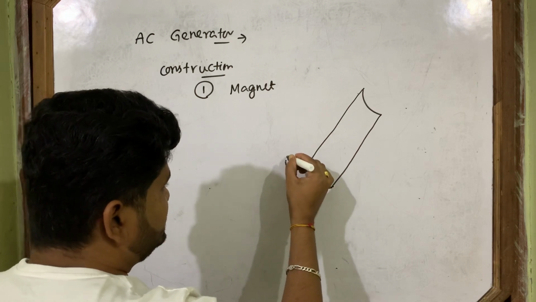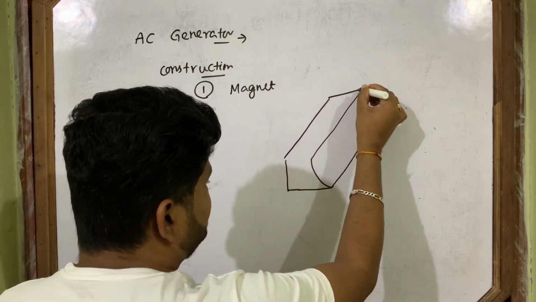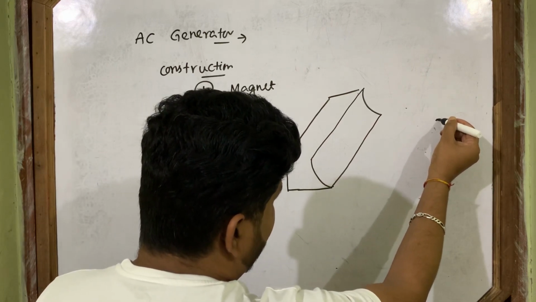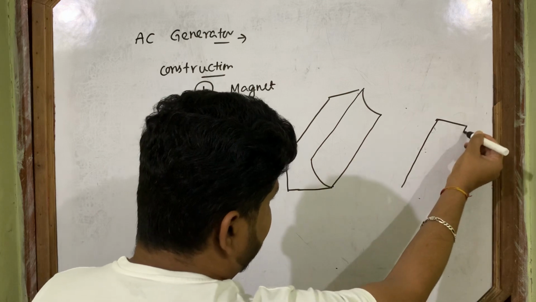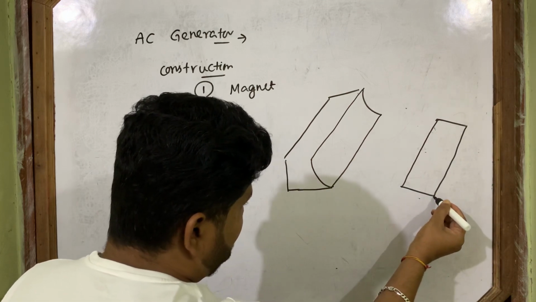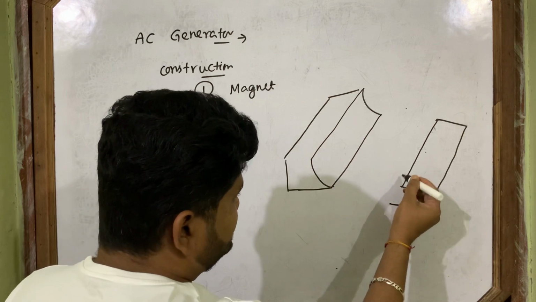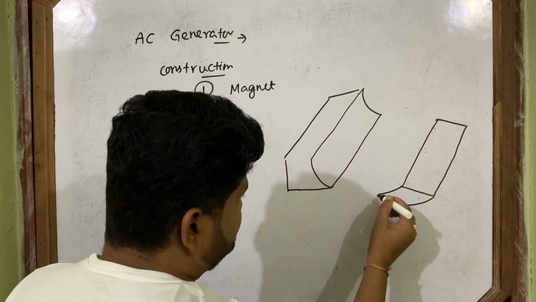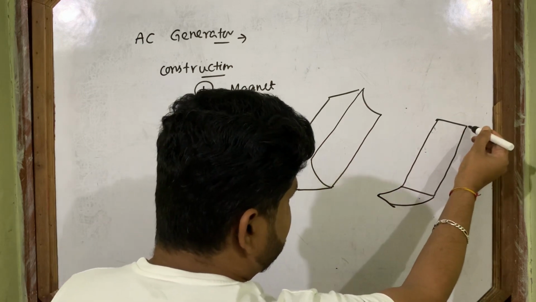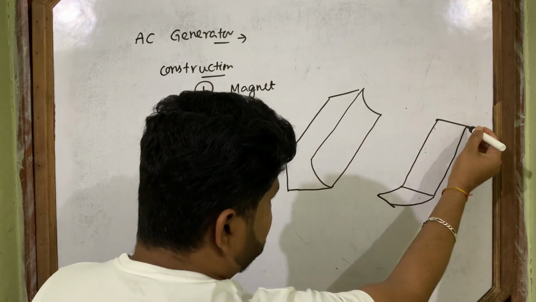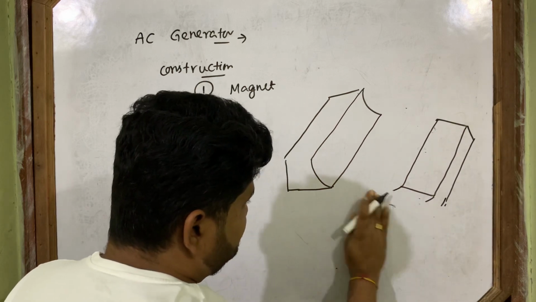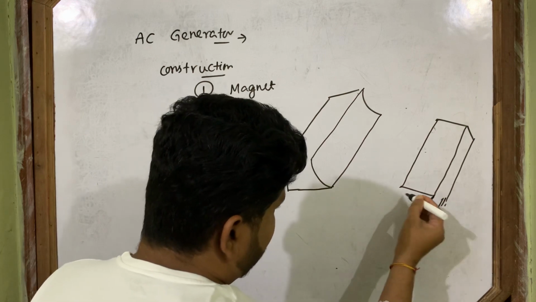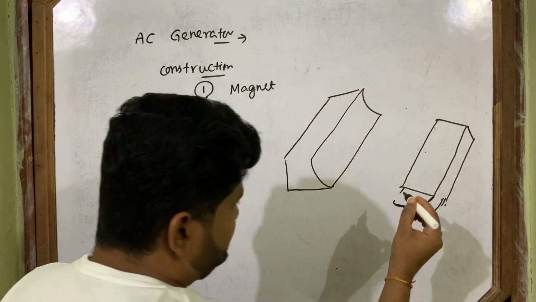So you can draw the figure like this. One magnet I am drawing here. This is, suppose, one magnet. Okay, so here you can draw the magnets, also the pole pieces of the magnets here. Then, okay, you can draw the figures.